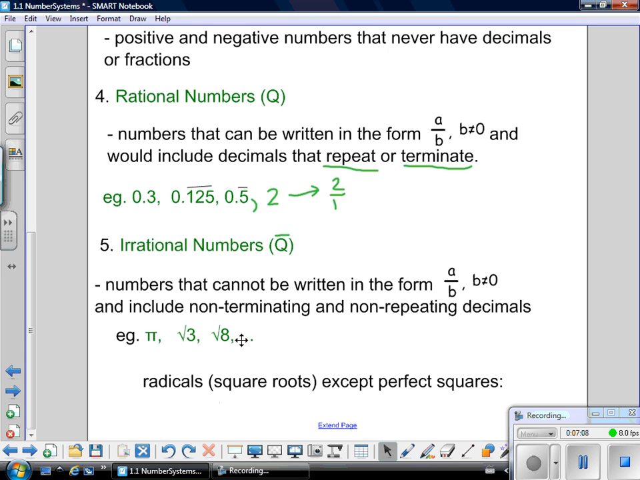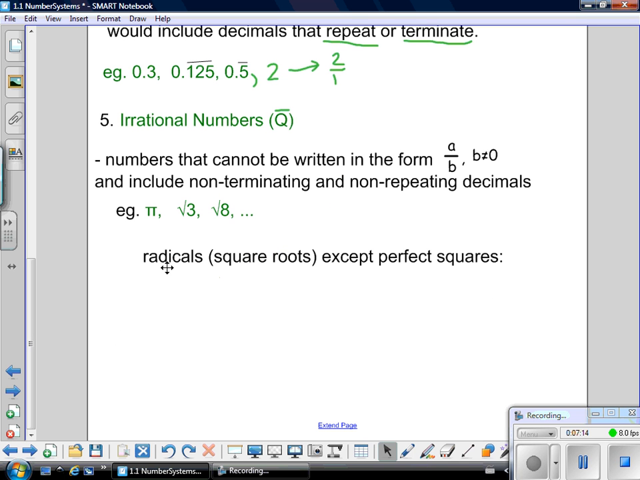So it includes root signs. And also what we need to point out too is radicals, such as square roots. Once you have a root sign, it's called a radical. Square roots that are perfect squares are not irrational numbers. That includes square root of 4, square root of 9, square root of 16, because those numbers actually equal 2, 3, 4. Almost all other radicals, however, are irrational numbers.